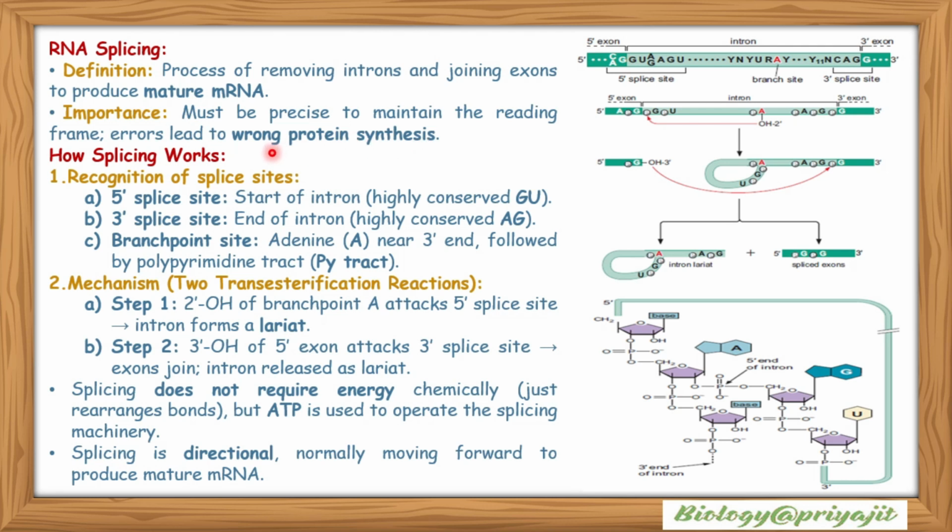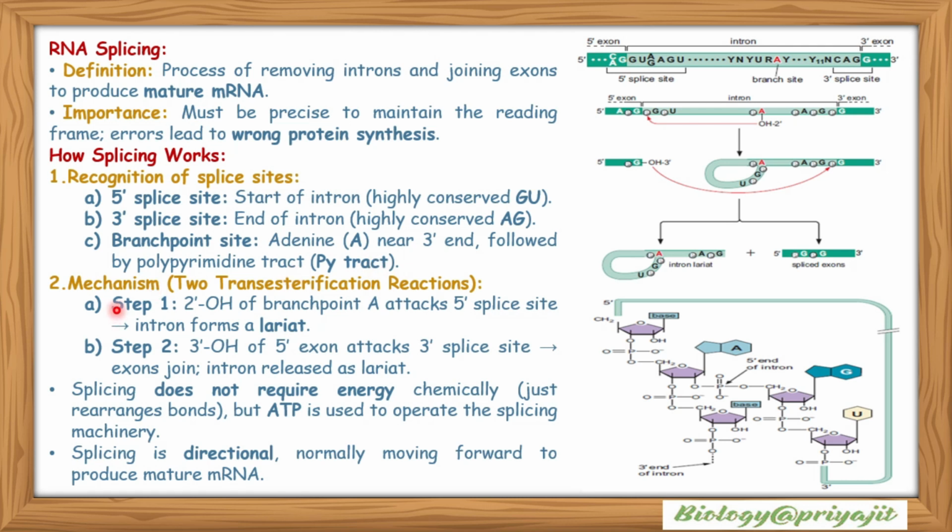So how does splicing occur? Recognition of splice sites. Firstly, the 5' splice site, the start of the intron, which is a highly conserved GU region. The 3' splice site, the end of the intron, which is a highly conserved AG sequence. The branch point site, an adenine A near the 3' end, followed by the polypyrimidine tract, or PY tract.